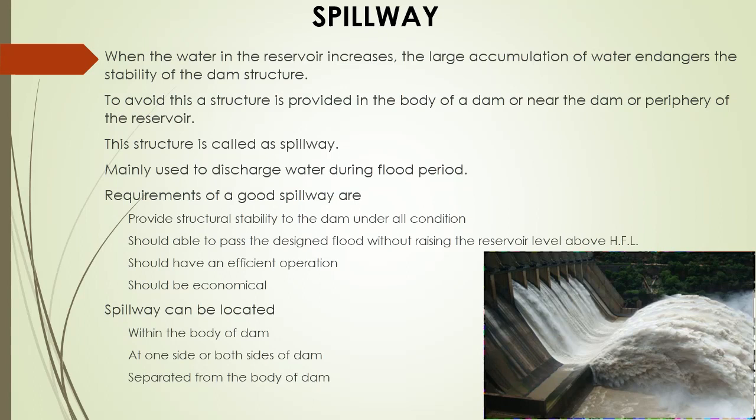Requirements of a good spillway are: it should provide structural stability to the dam under all conditions. It should be able to pass the designed flood without raising the reservoir level above high flood level. It should have an efficient operation. It should be economical. Spillway can be located within the body of the dam, at one side or both sides of the dam, separated from the body of the dam.